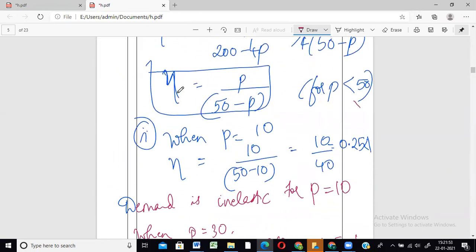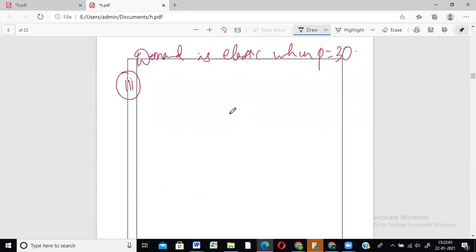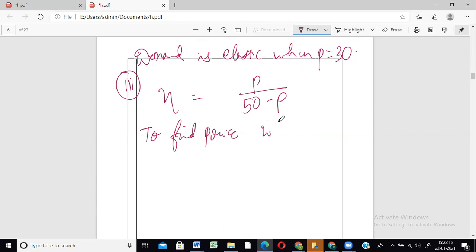Meaning that eta value should be equal to 2. This should be, sorry, it is equal to 1. I'm so sorry. It's equal to 1. So we'll just substitute it. This is the main equation that I have. I'll rewrite it. So this is the main equation we have: P upon 50 minus P. What are they telling you? They're telling you to find the price when elasticity of demand is equal to 1, right?